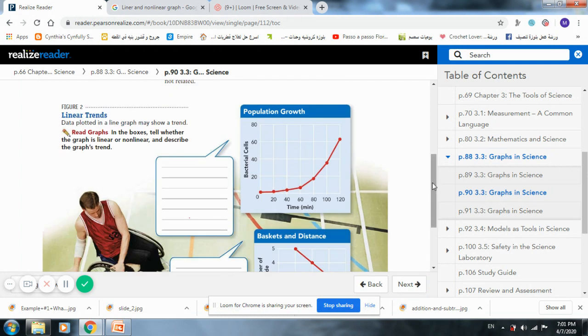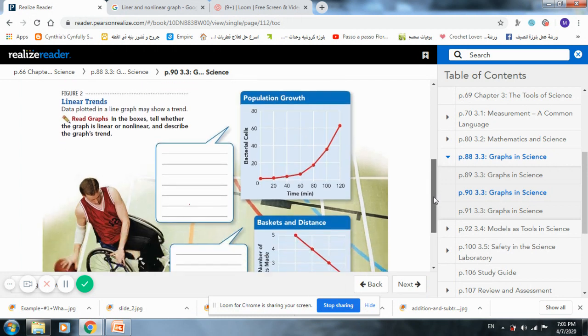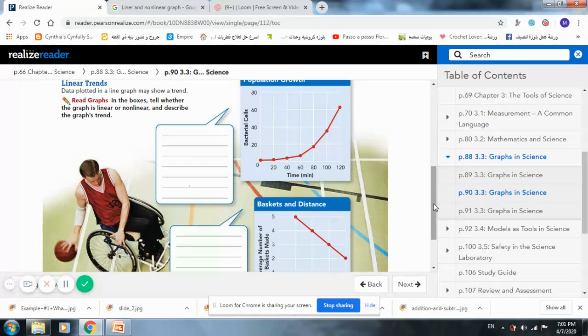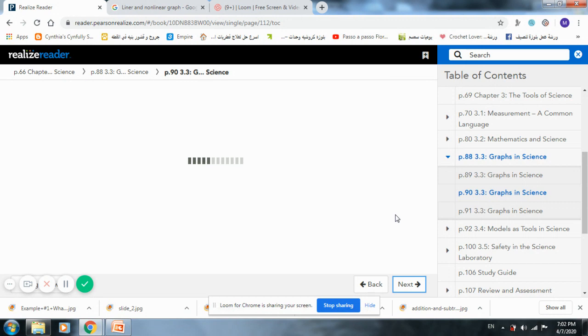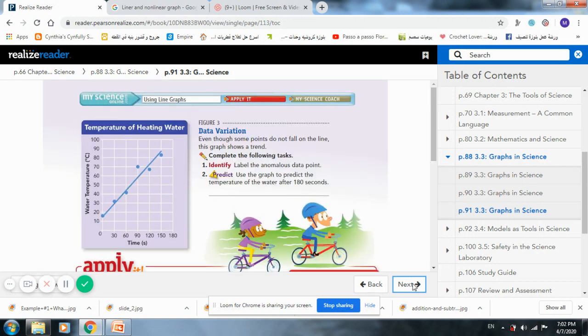What I want from you here is to know how to read the data from the graph. You have to look at the x-axis and y-axis. The x-axis indicates, for example, time, and the y-axis indicates bacterial cells, and I'm going to ask you, for example, at time 120, how many bacterial cells do we have according to the graph. Okay, that's all I want from you in this lesson.